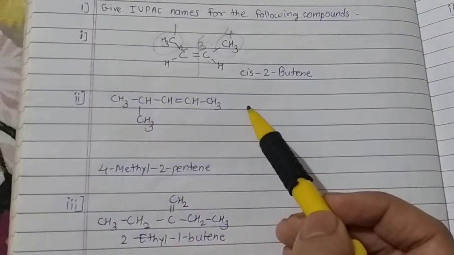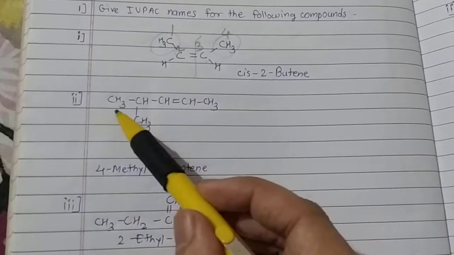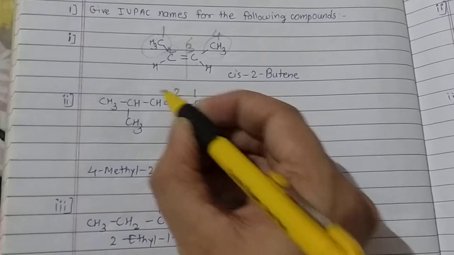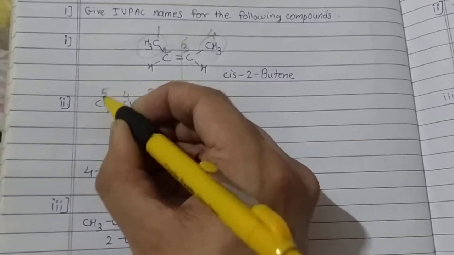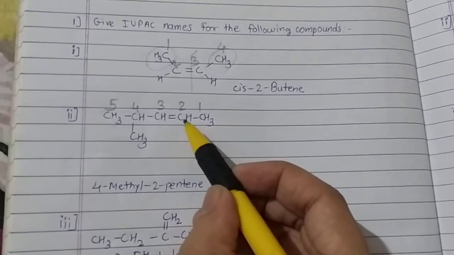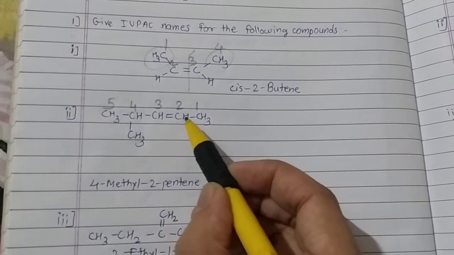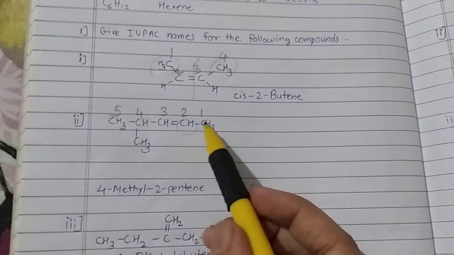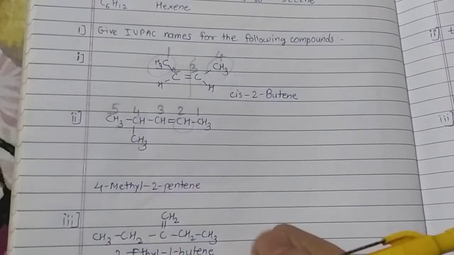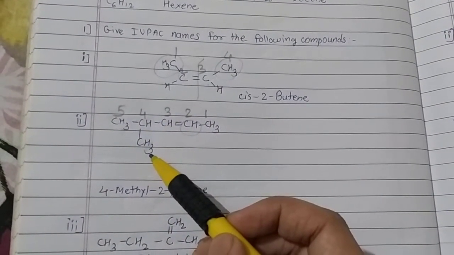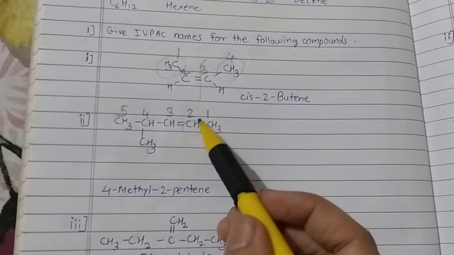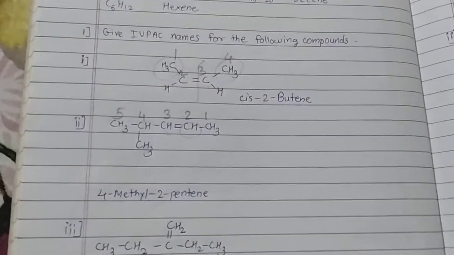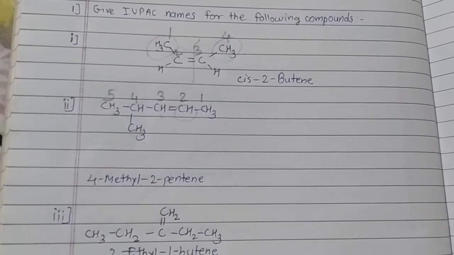Next example. So longest chain is of 5 carbons. Okay, but numbering is done in this fashion. Okay, why? Because this double bond is near, it is in second position. Okay, it is the functional group, so that's why numbering is done from right to left. And CH3 is on 4th carbon, so 4 methyl, and double bond is between 2 and 3, so 2 pentene, or we can write pent-2-ene. So 4 methyl pent-2-ene.